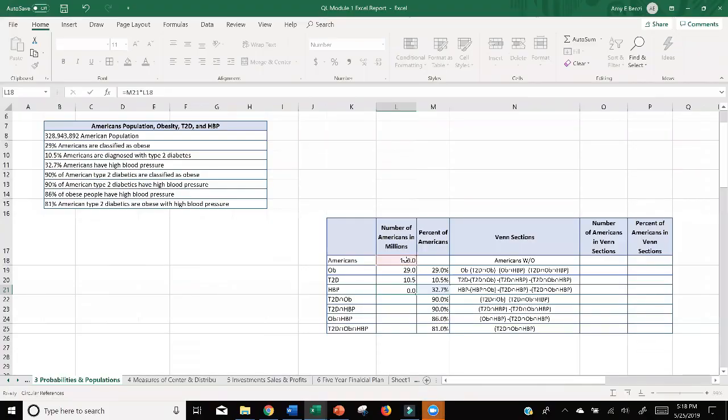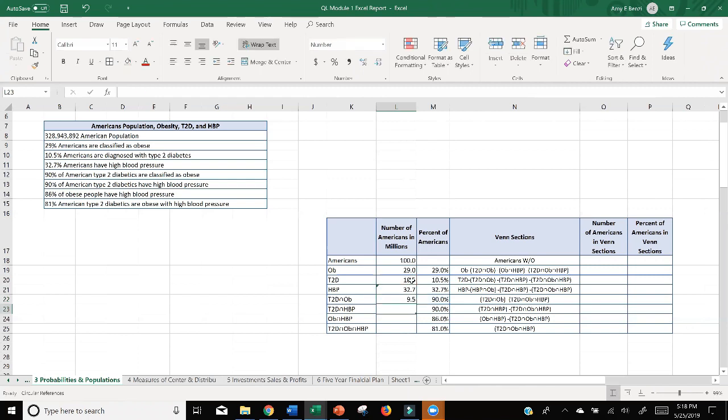All right, then we have 90%. Now this is where we have to be careful. 90% of American type 2 diabetics are classified as obese. So you have to be real careful here. This is not 90% of Americans. This is 90% of American type 2 diabetics. So now for this one, we have 90% of type 2 diabetics.